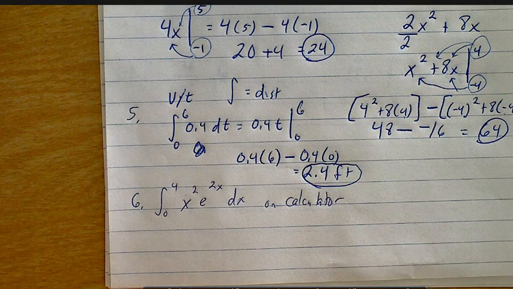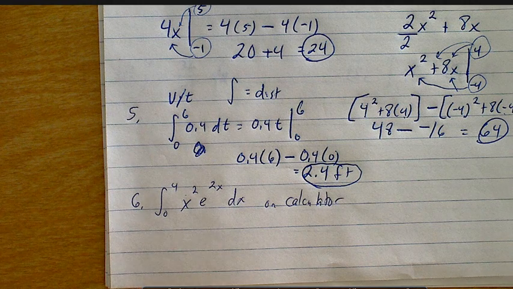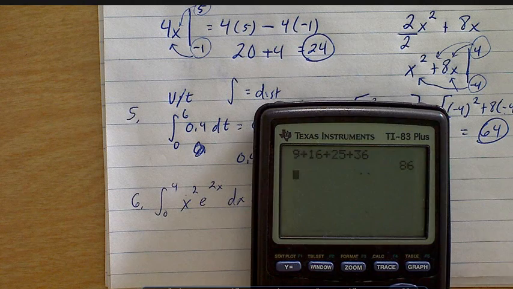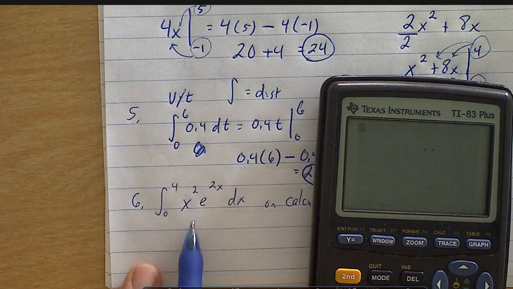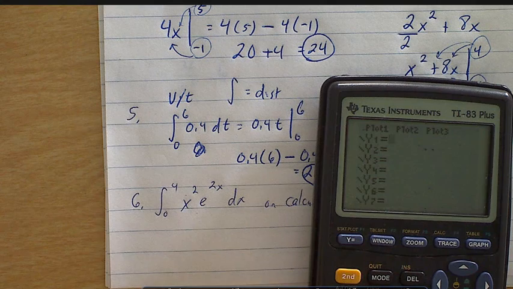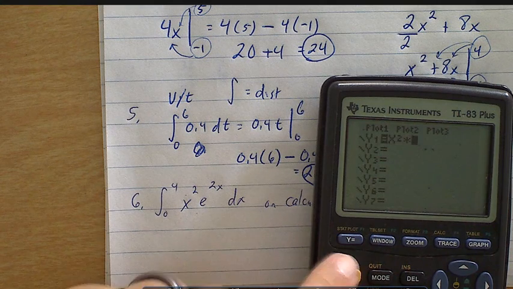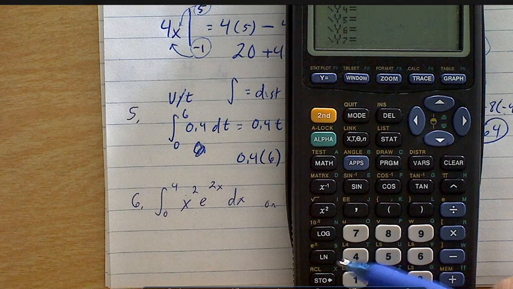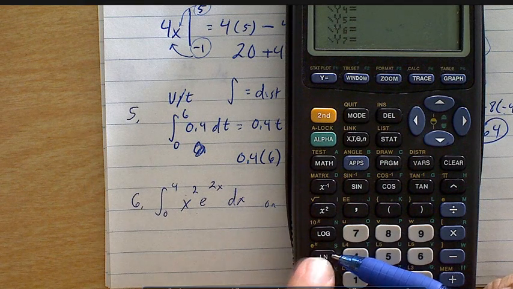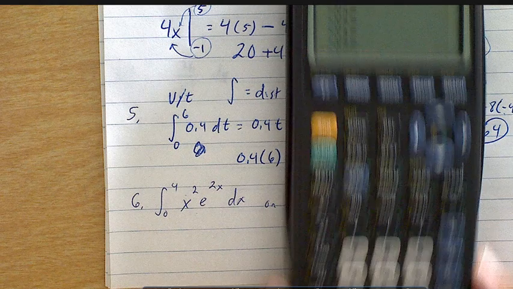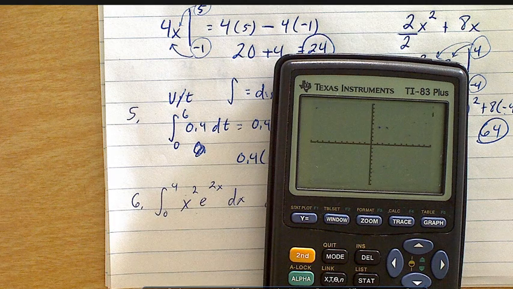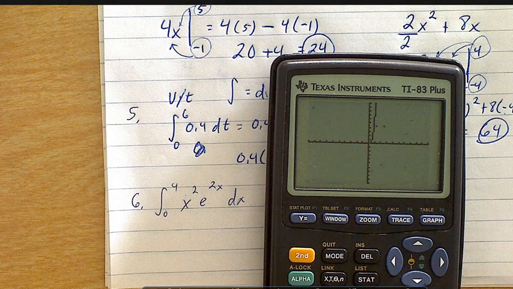Okay, number 6. It says evaluate this integral using a calculator. To use a calculator, I'm going to put this function into the y1. So x squared times e, and e is, again, second natural log. So e to the 2x. Okay, and now to find the integral, I push second, trace, which is calculate.